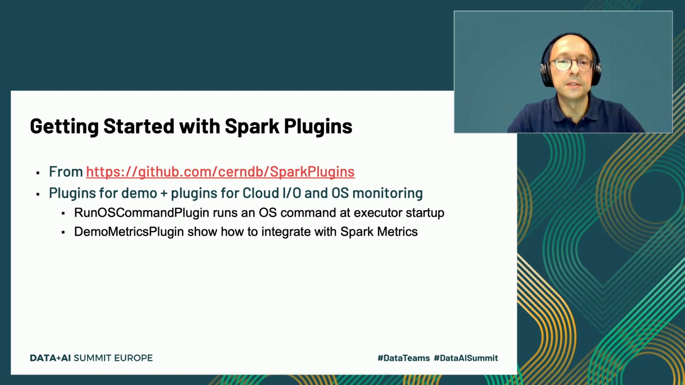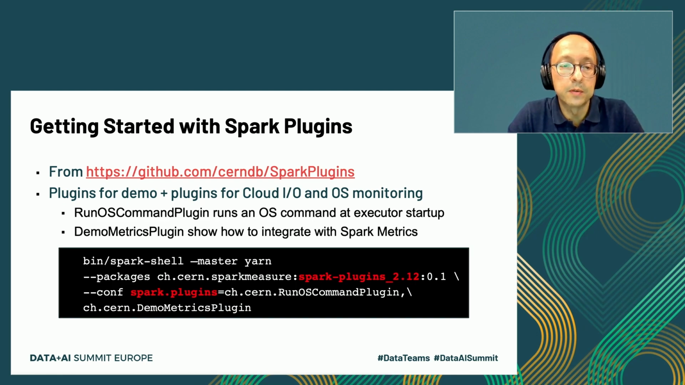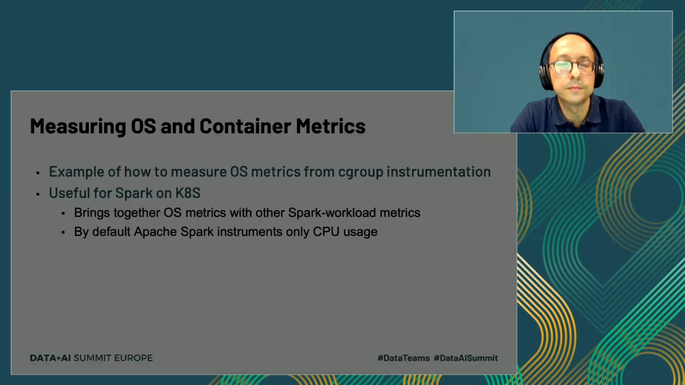If you want to get started with Spark plugins, you can look at the code reported here in the slide, where I've written some demo plugins and also plugins that we will discuss that are useful for monitoring cloud I/O and OS. For example, this snippet of code shows you how to use this test package, which I also uploaded to Maven Central, so you can use it with --packages. And then you specify the plugin that you want to run. For example, here there are two plugins, Run OS Command and Demo Metrics plugin. The Run OS plugin, as the name says, will run a piece of code at the startup of the executor.